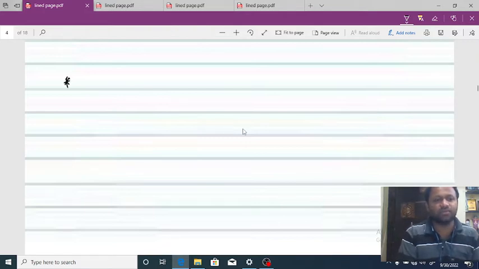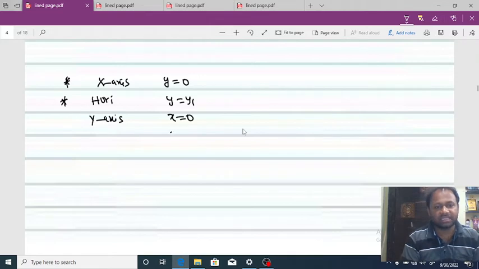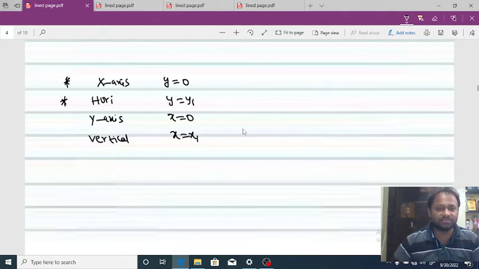First, y is equal to 0. This is the equation of the x-axis. y is equal to y1 is the equation of the line parallel to the x-axis, or horizontal line. x is equal to 0 is the equation of the y-axis. x is equal to x1 is the equation of a vertical line, a line parallel to the y-axis.